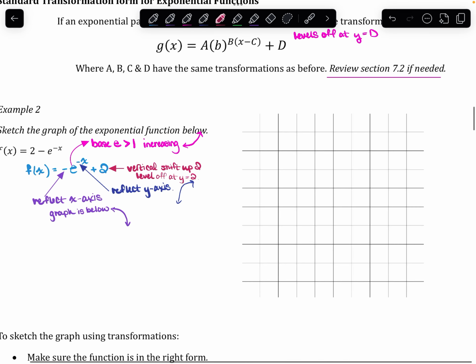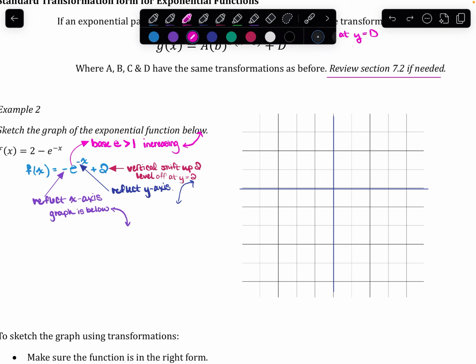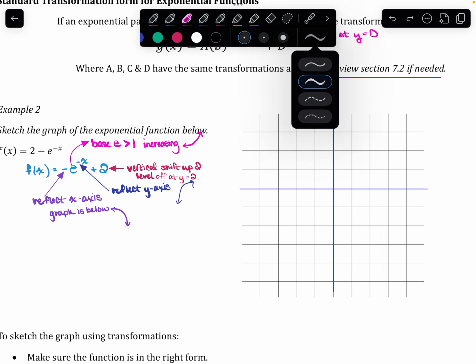So on the online homework, you won't be drawing the level off point in, but for the notes, I am going to draw it in just because it makes it easier for you to see where it's leveling off at. So here's our graph. All right, so the leveling off at y equals 2. Here's going to be, that's a terrible line. Let me change. Make it dashed, make it pretty. I like things to be pretty.